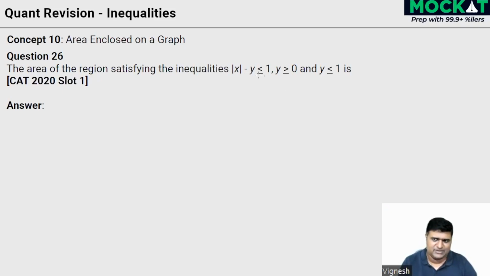Now, how is this curve over here going to look? Let's write it in terms of y. Take the y to this side. It's going to be y less than equal to mod x minus 1. Or switch it, y is less than equal to mod x minus 1.